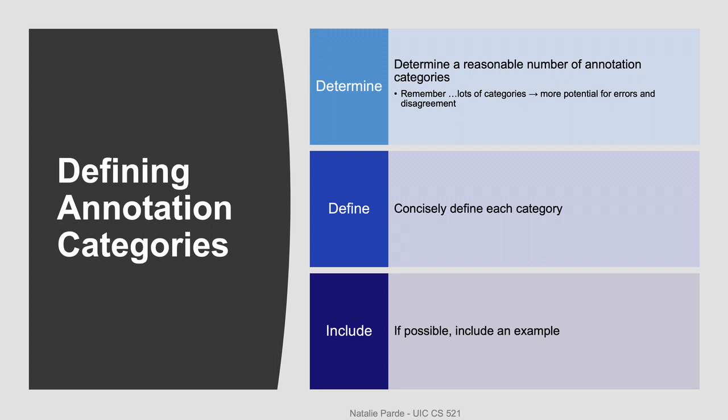If possible, for each category, you should also include an example following the definition. It can be very helpful for annotators to see a concrete case in which data should receive a given label, rather than relying on more abstract definitions.